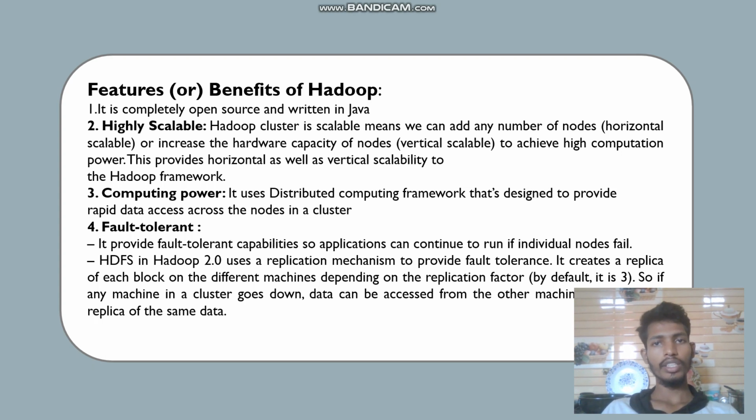Highly scalable means we can add any number of nodes, whatever data we want to add to the Hadoop cluster. We have two kinds of scalability, horizontal and vertical. When we add any number of nodes, it is known as horizontal scalability. When we add hardware capability to nodes, it is known as vertical scalability. By high scalability, we can achieve high computational power. This provides horizontal as well as vertical scalability to the Hadoop framework.